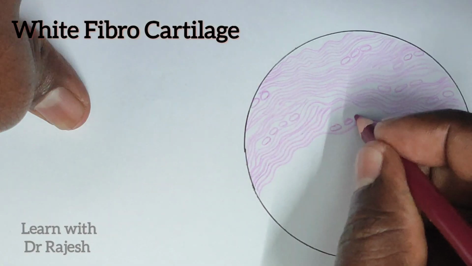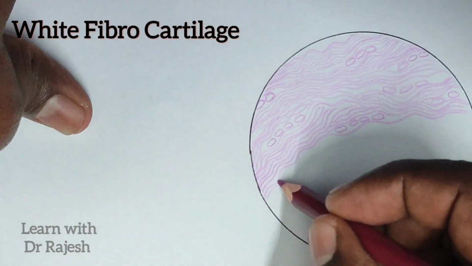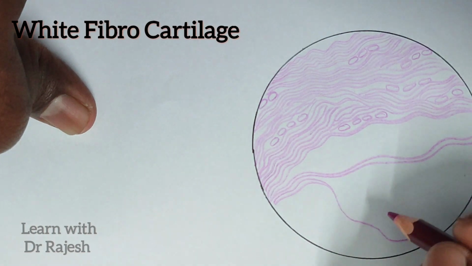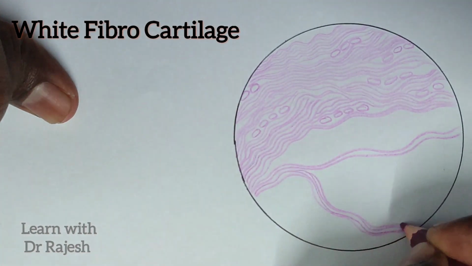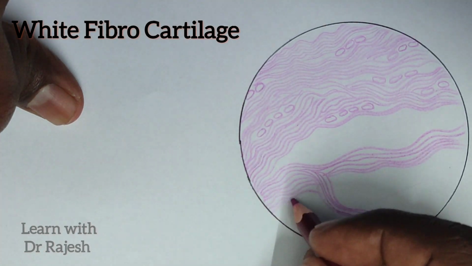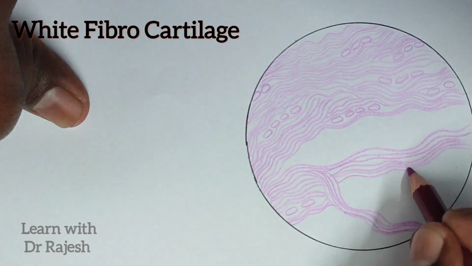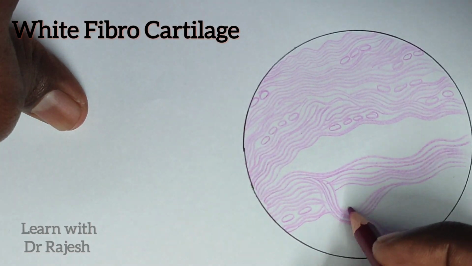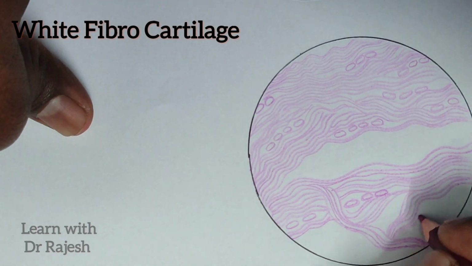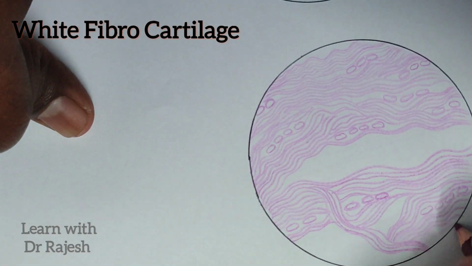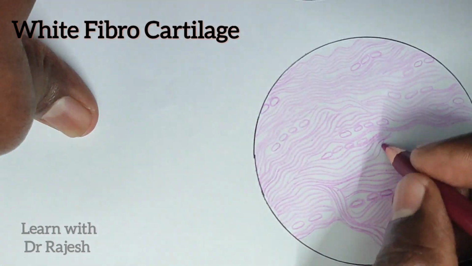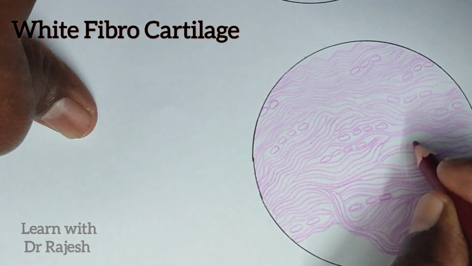First let's draw the matrix which contain the collagen fibers. So already we know the features of collagen fibers. The collagen fibers run in bundles. Only the whole bundle branches. Here we can see the branches from the bundles, and in between the bundles there are some gaps. These gaps will have oval cells which are seen in a row. So these rows of oval cells are the chondrocytes. White fibrocartilage is mainly seen in intervertebral disc.